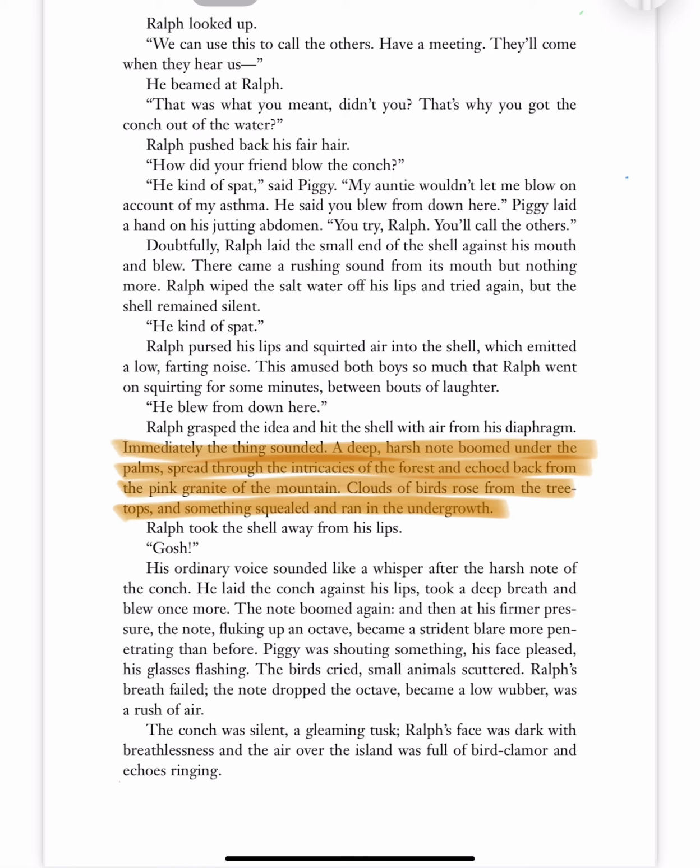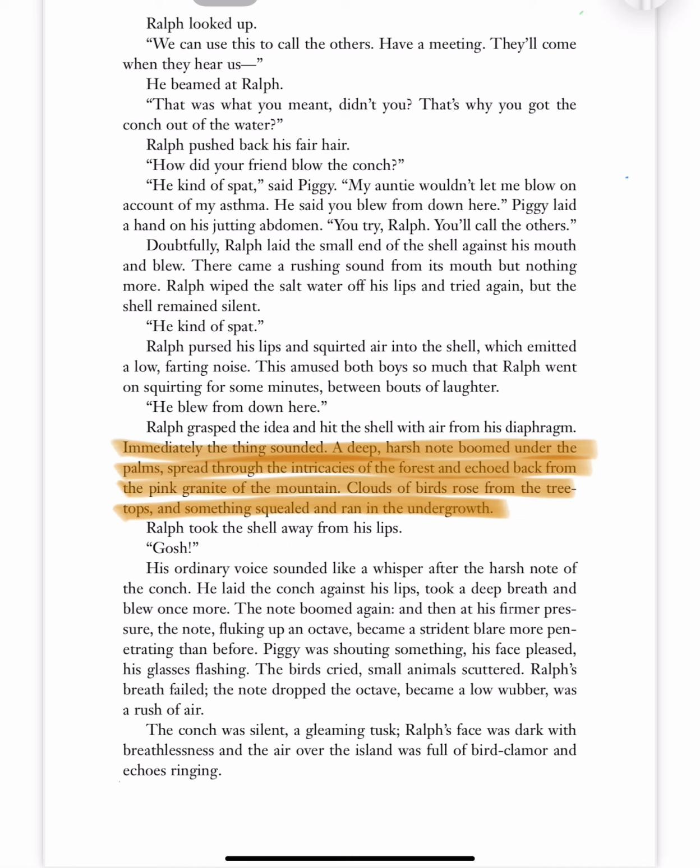It is not their time to fly, it is a disturbance to their sleeping time. Something squealed. Even the narrator cannot see what that thing is when it squealed, producing the sound of a cry, and ran in the undergrowth. So everything here shows a moment of disturbance, disorder brought onto the island.